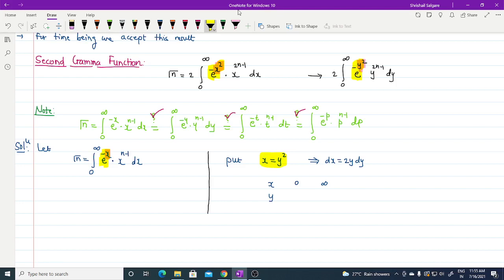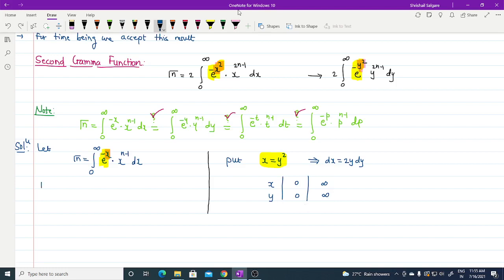Now I am highlighting by yellow color. If x is equal to 0, what is y? Someone should unmute and tell. X is equal to 0, what is y? It is 0. Okay, x is 0, y is also 0. If x is infinity, y is infinity, again its square root is again infinity, na? X is infinity, y is also infinity. So these are the new limits for y. So by using that substitution, I am converting the given integral to y variable.